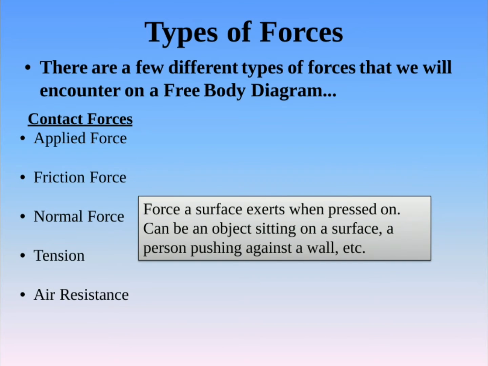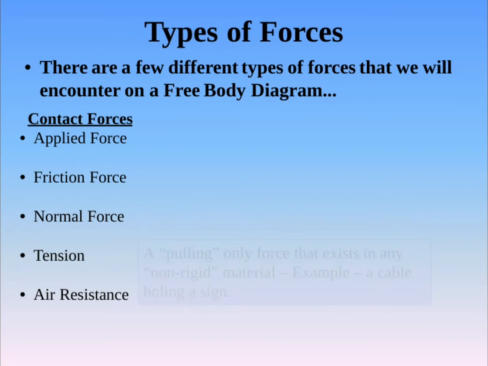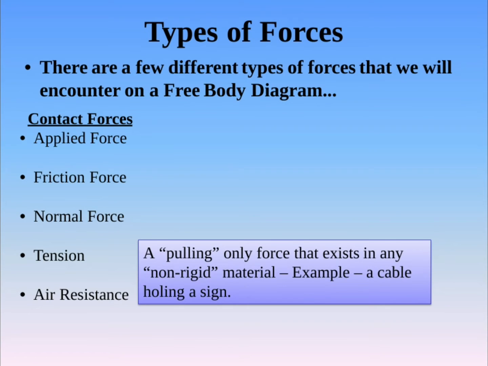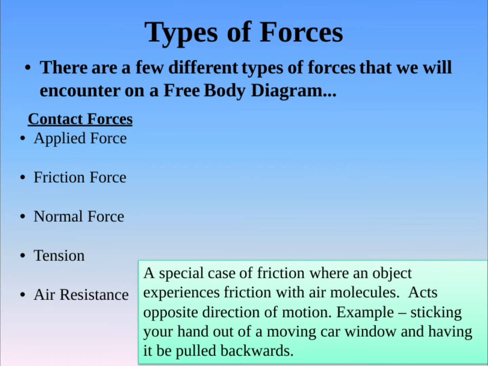The next force is the normal force, which is a force a surface exerts when pressed on, which can be an object sitting on a surface, a person pushing against a wall, anything in which an object is pushing against something. The next is the force of tension. This is a pulling only force that exists in any non-rigid material. So for example, a cable holding up a sign, a string holding something up, anything like that will result in a tension force.